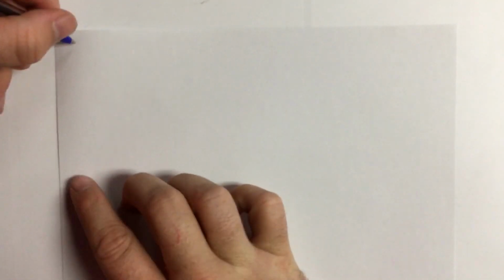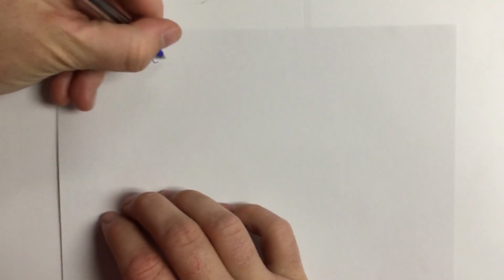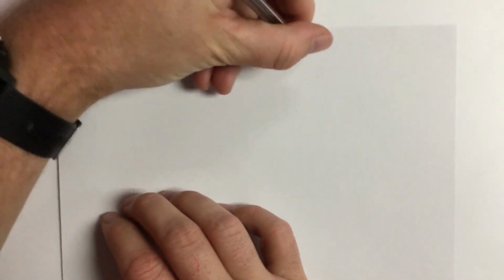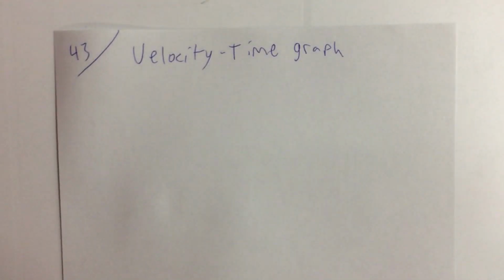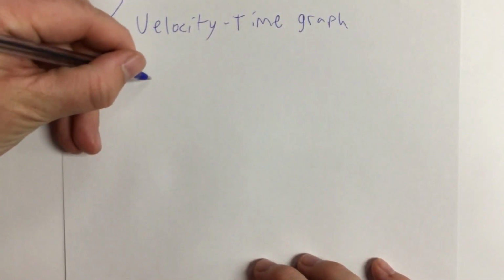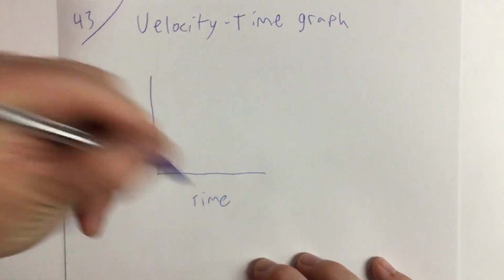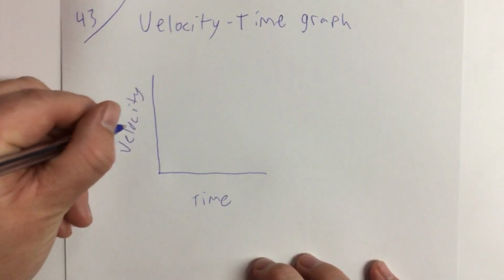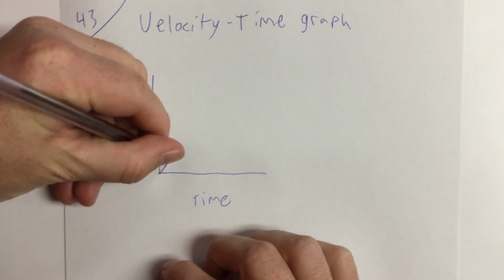All right, so today we're gonna go and do some notes on page 43. Today we're doing velocity time graphs. Okay, so velocity time graph. They're gonna look similar to our distance time graph, but instead of distance going on the y-axis, we're gonna have velocity. So remember, velocity is speed, how fast you're going. So we'll have time on the x-axis, velocity on the y. Okay, so let's draw some stuff, see what happens.